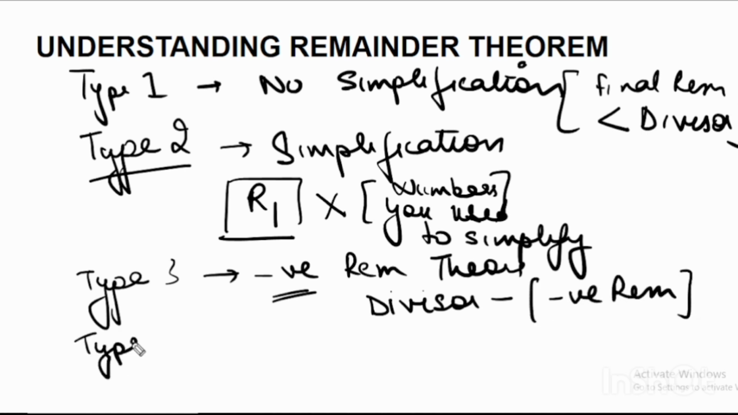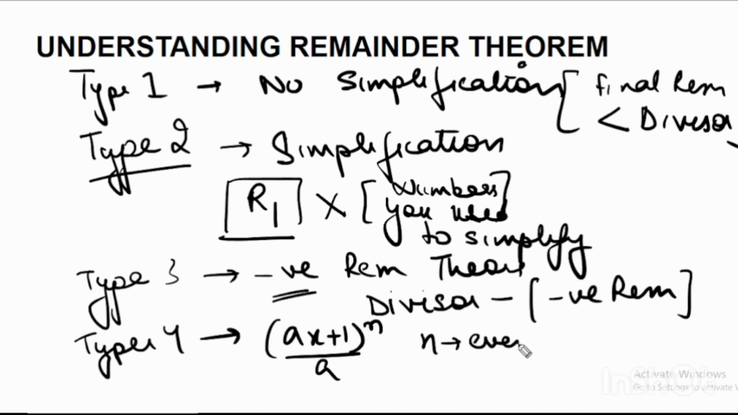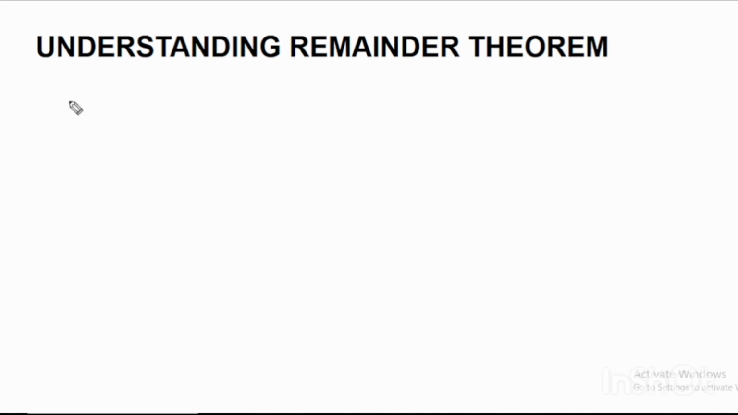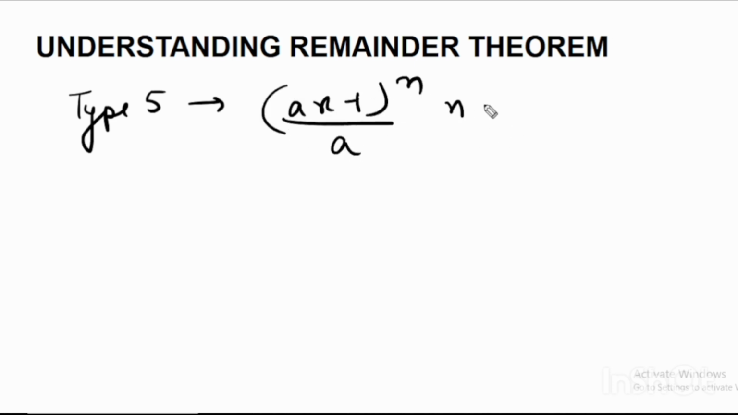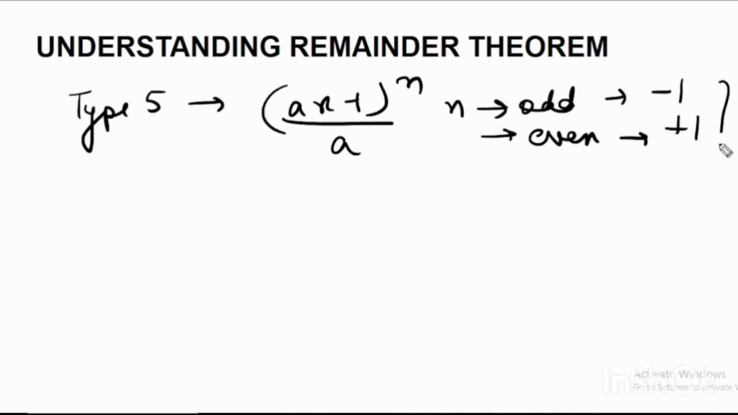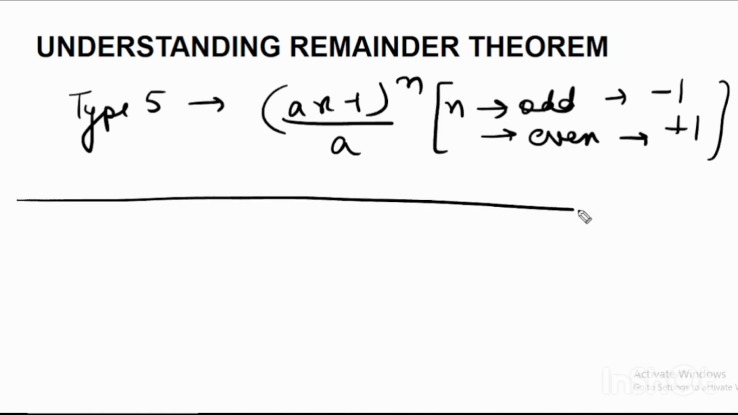In type 4, you have to try to make it of the form ax plus 1 power n. If it is plus 1, then whether n is even or odd, the remainder is always 1. In type 5, you have to make it of the form ax minus 1 power n divided by a. Here there is a little difference. If n is odd, then the answer is minus 1. If n is even, your remainder is plus 1. So these were the 5 types of remainder theorem.